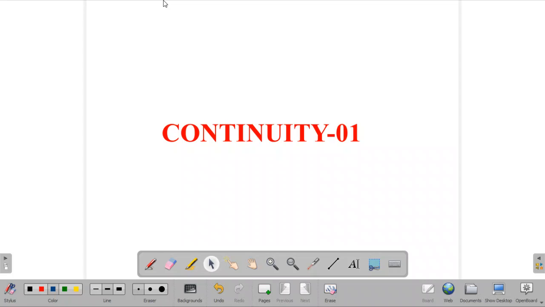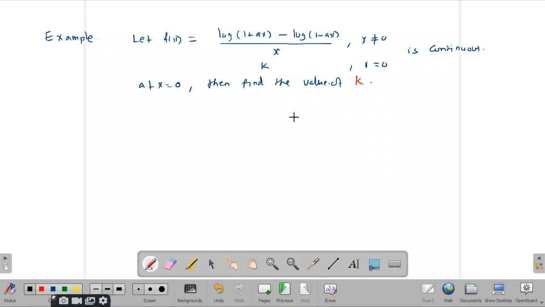Continuity. So let us start our discussion. The first question: f of x with two branches is given. The first branch is on the left side and right side of x equal to 0. If x is less than 0 or x is greater than 0, log of 1 plus ax minus log of 1 minus ax, divided by x, should be taken.